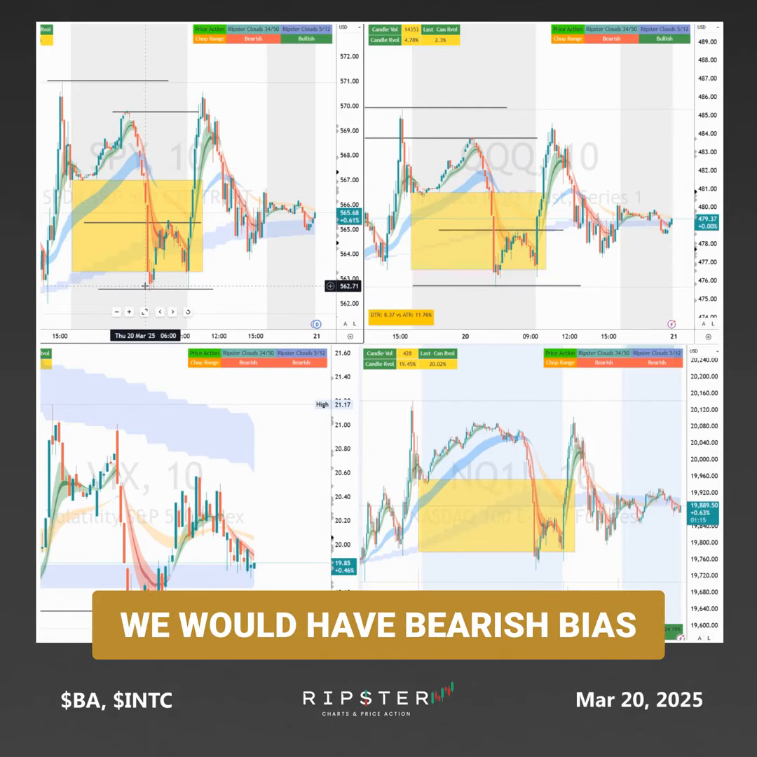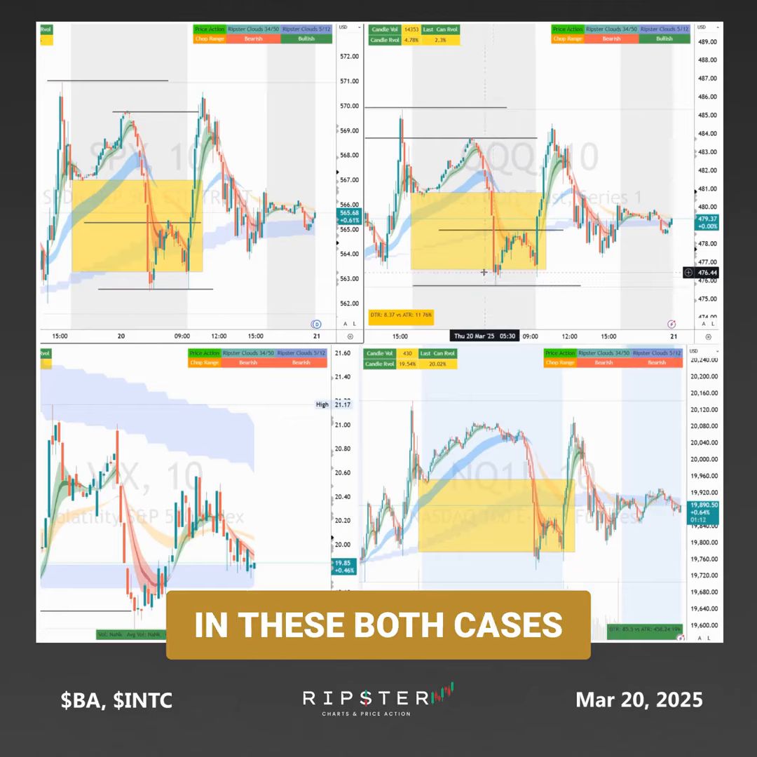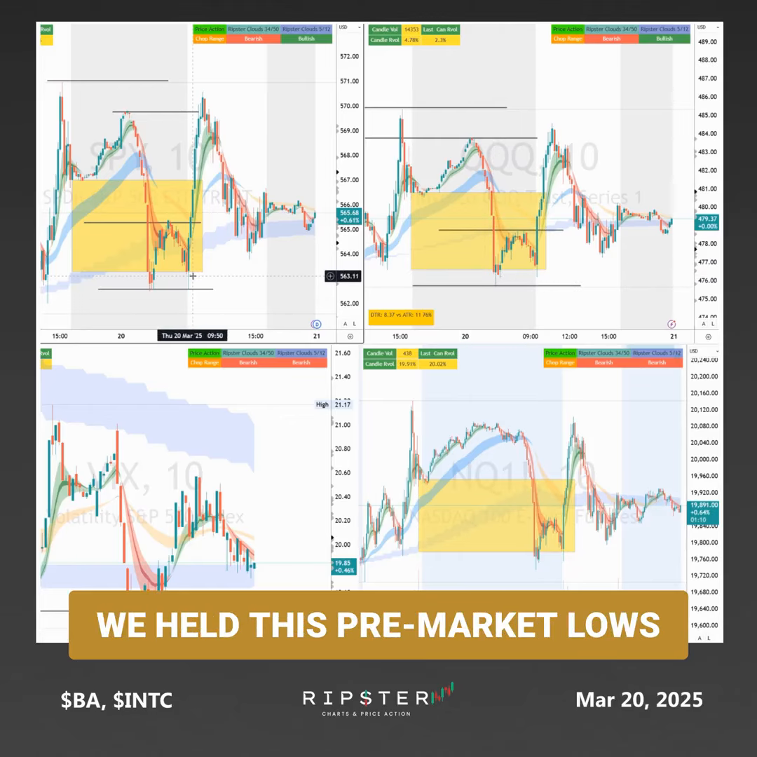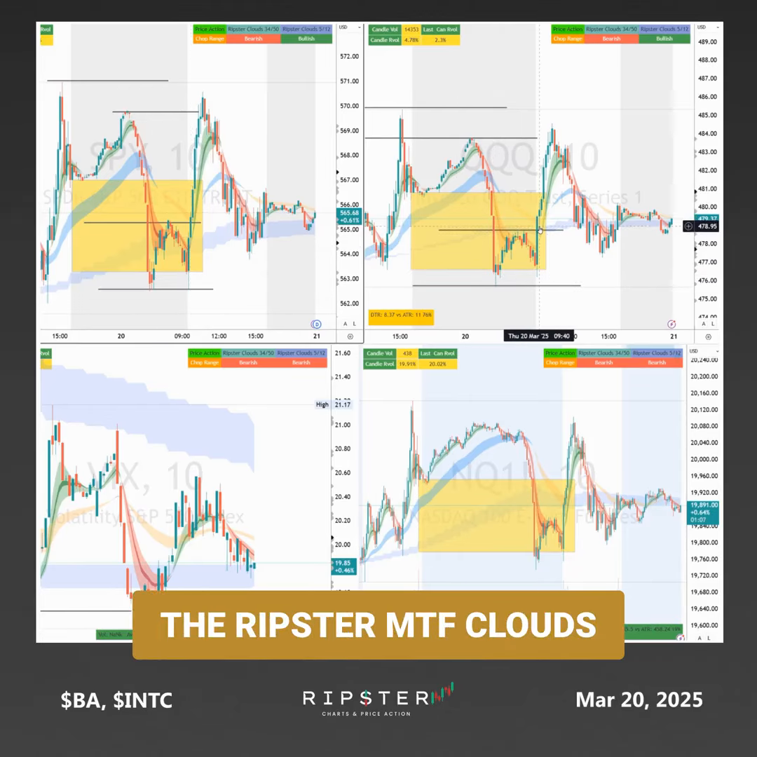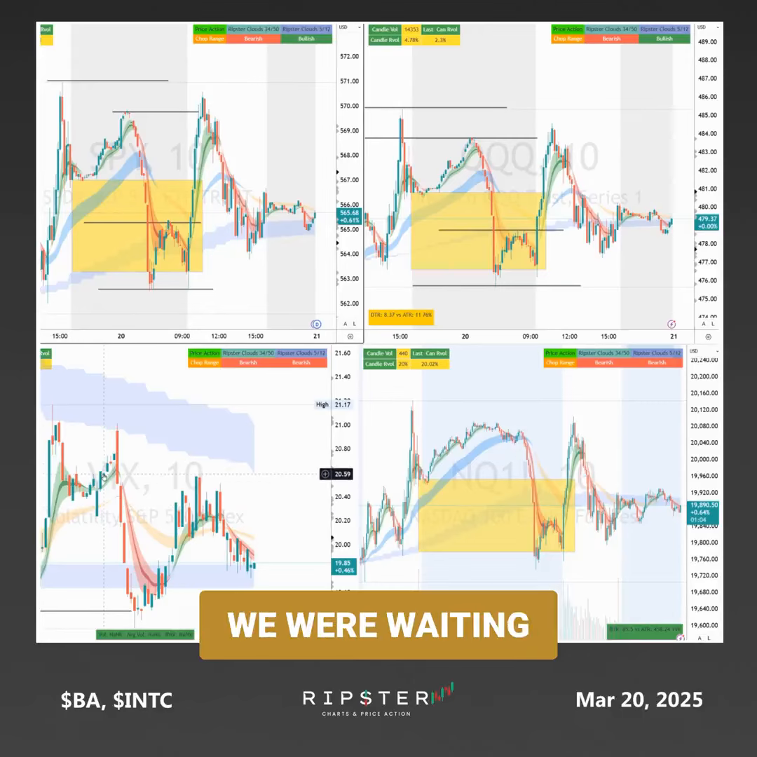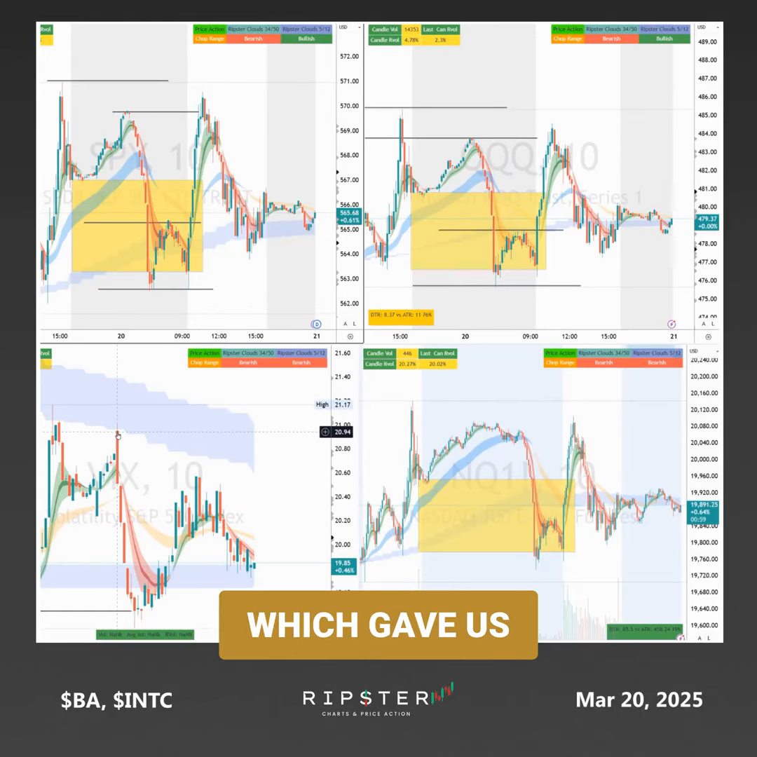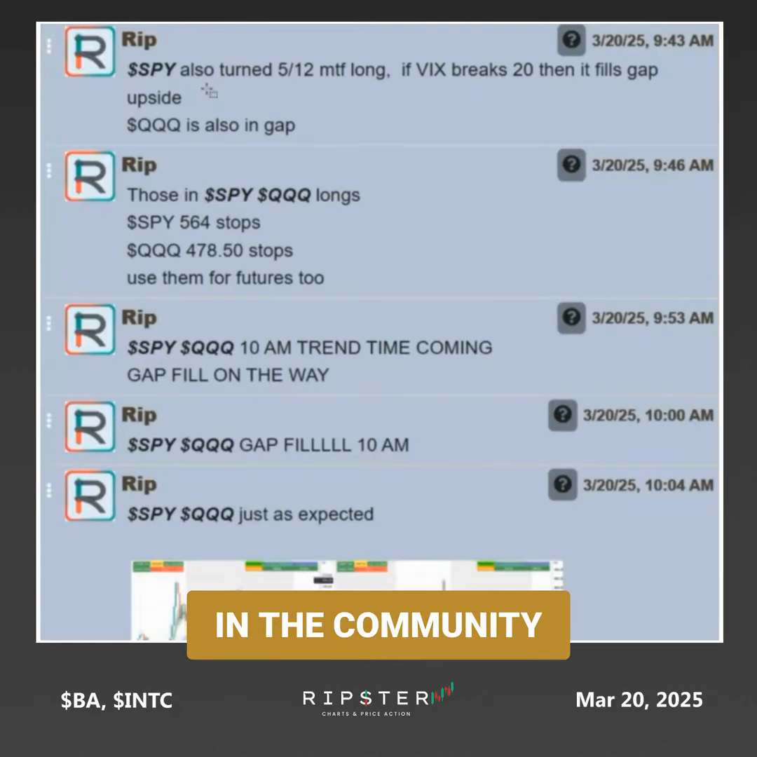We would have a bearish bias if we broke the pre-market lows, but you see in both these cases we held the pre-market lows and right away it pushed over the Ripster MTF clouds. And not only that, we were waiting and watching VIX, and you see that VIX rejected from the Ripster MTF clouds, which gave us a long signal on the market. And that's when I told everybody in the community that SPY has turned 512 MTF long.